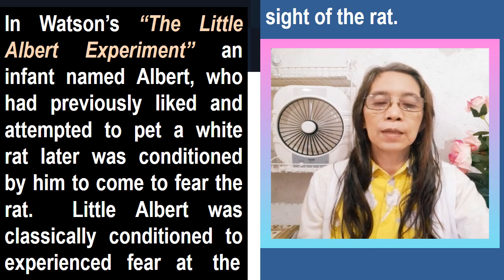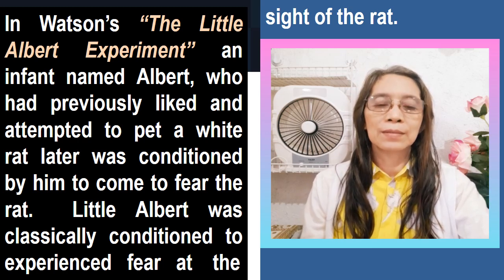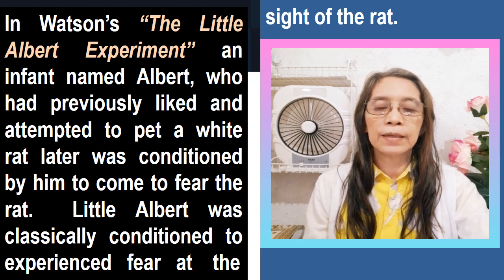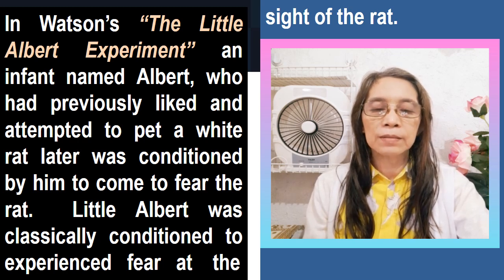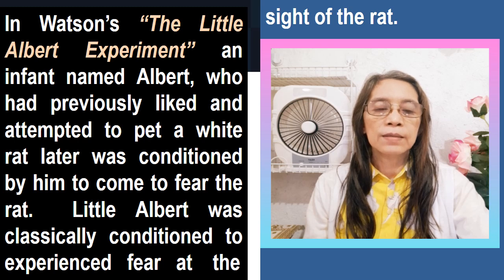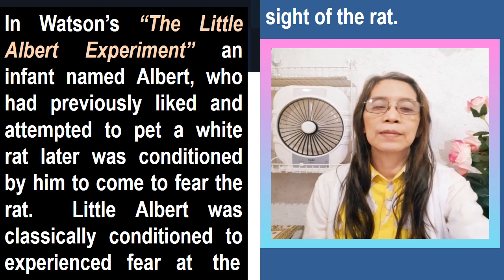In Watson's Little Albert experiment, an infant named Albert, who had previously liked and attempted to pet a white rat, was later conditioned by him to fear the rat. Little Albert was classically conditioned to experience fear at the sight of the rat.